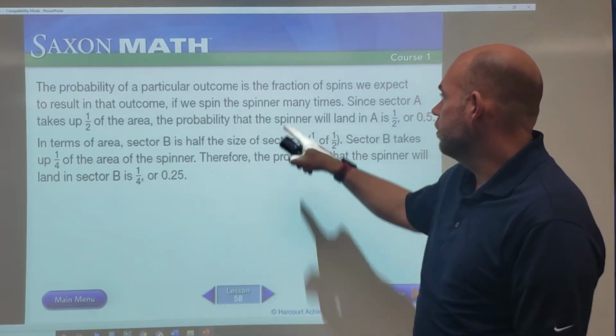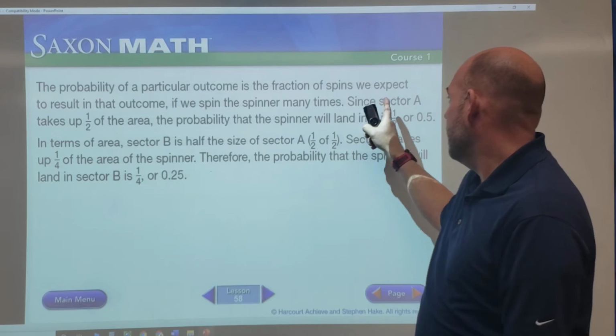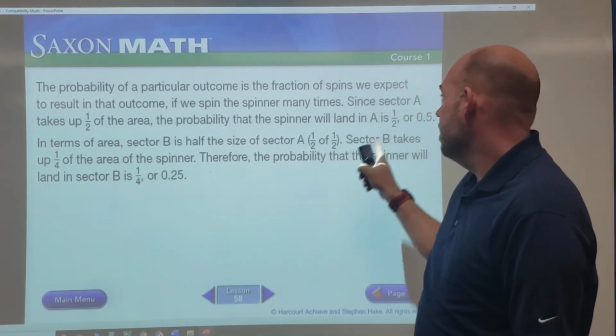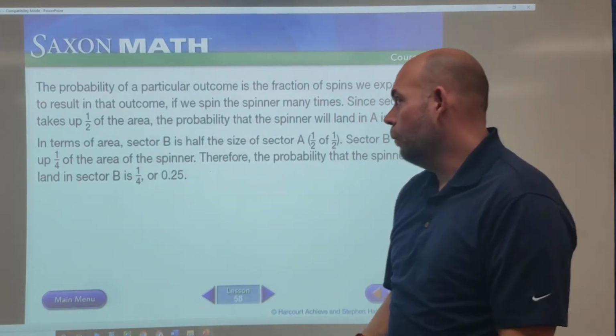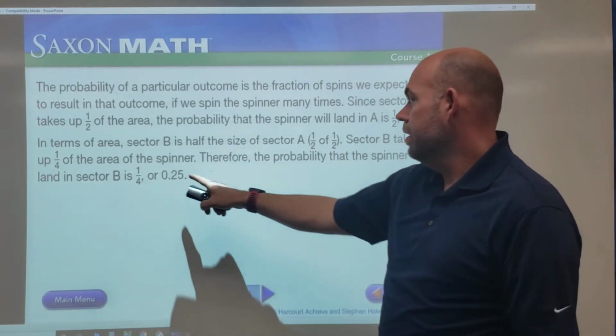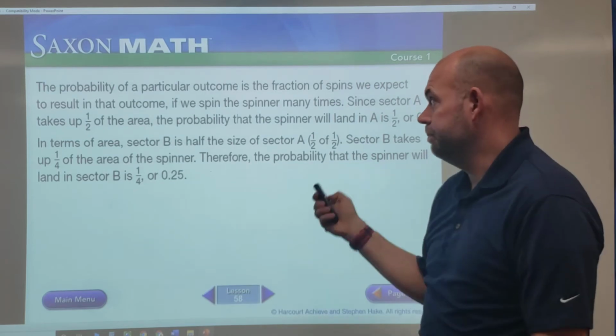All right? So the probability is the fraction of spins we expect to have. So in sector A, because it takes up 1/2 of the space, the probability is 1/2, 0.5, or 50%. Whereas the other two are going to be 1/4, 1/2 of 1/2, which is 0.25 or 1/4 or 25%.